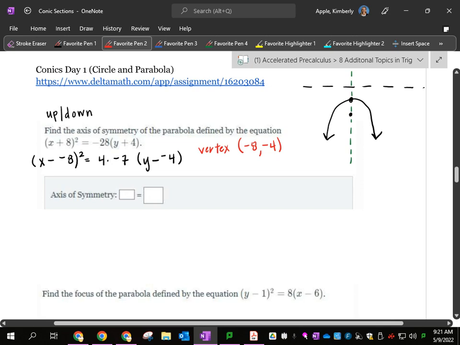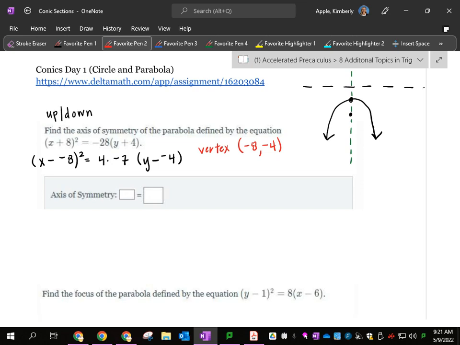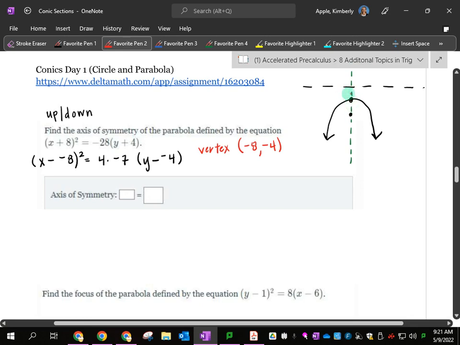Remember, it is HK, and X goes with H and Y goes with K, so the H is over on the left this time. All right, so if this is the point 8,4, let's think about some things. This is the point -8, -4. What is the equation of this line?